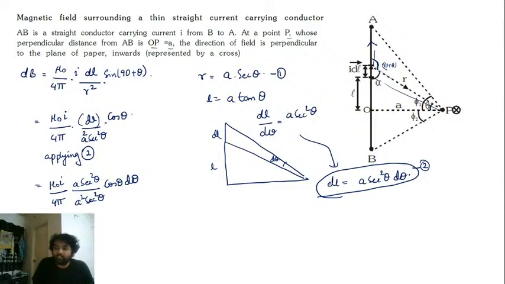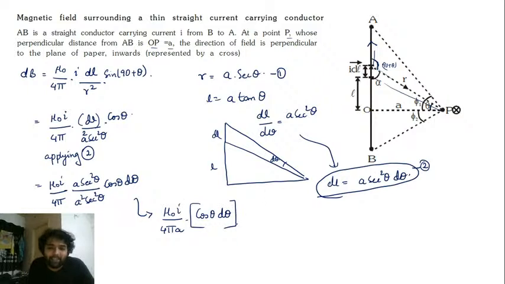So this is what we will get. Let's simplify this further. mu naught I by 4 pi into cos theta d theta. Now what is the integration of cos theta d theta? It is sin theta, right?